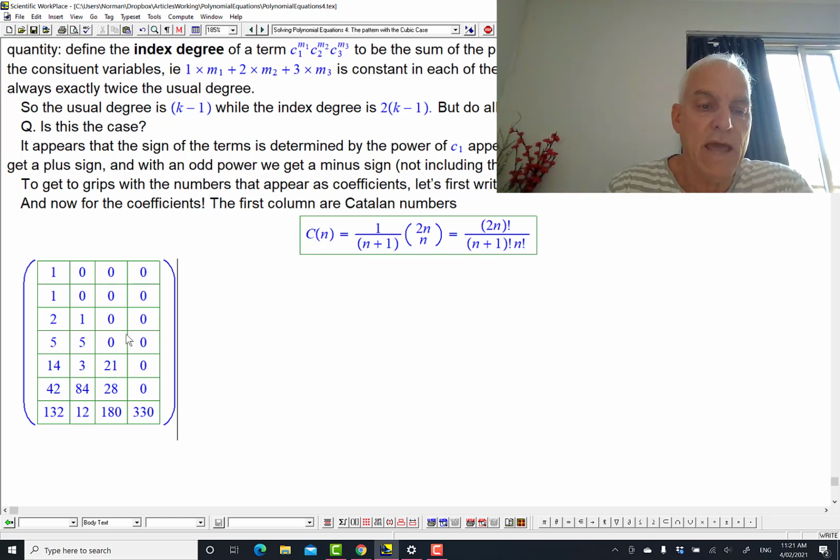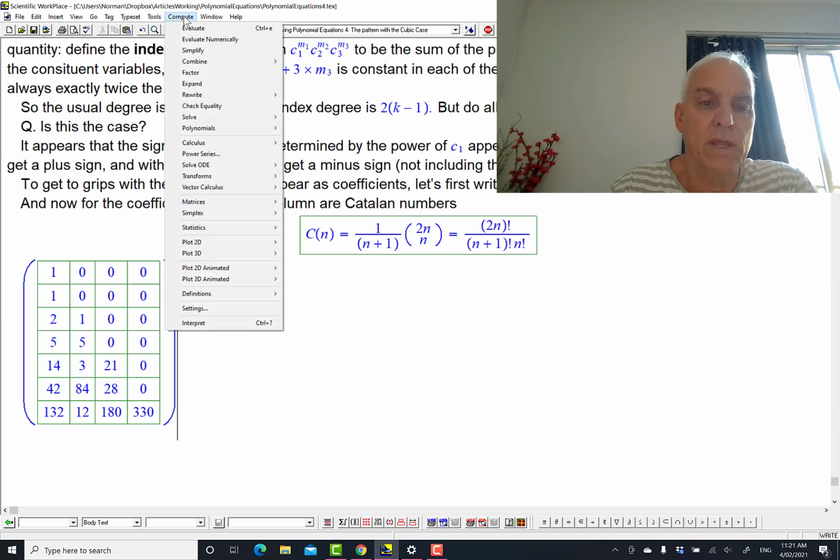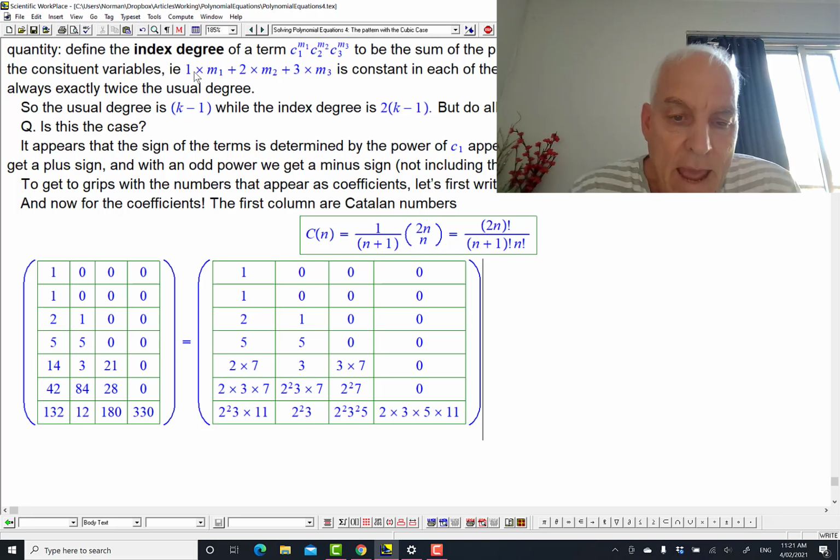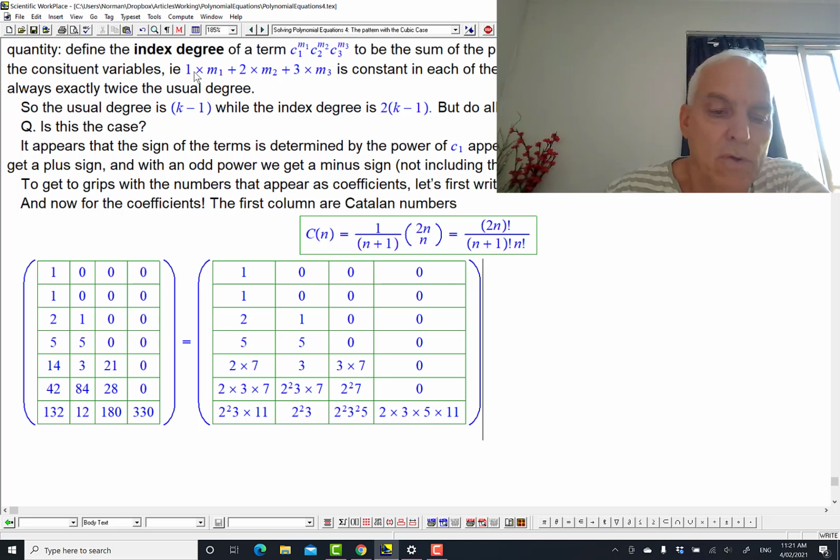So the advantage in having them all here in a matrix is that we can factor them all at the same time. And now we are kind of happy because look at the factorizations. Even though some of the numbers are big, the prime factors that appear are all relatively small. In fact, the highest prime factor is 11. 2 times 3 times 5 times 11. Here we have 2 squared, 3 squared, 5. 2 squared, 7. 3 times 7. 2 squared, 3, and so on. So this is quite nice.